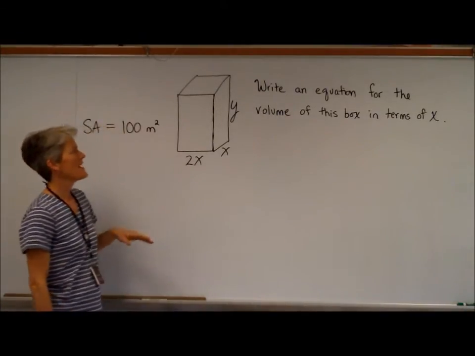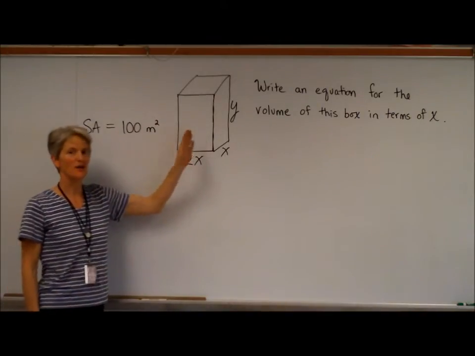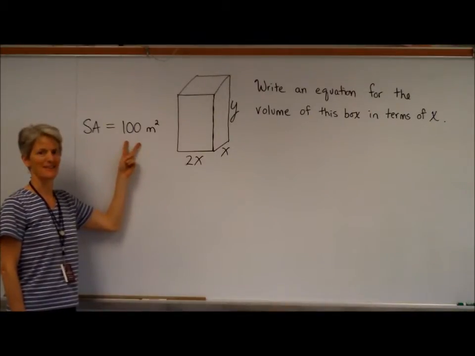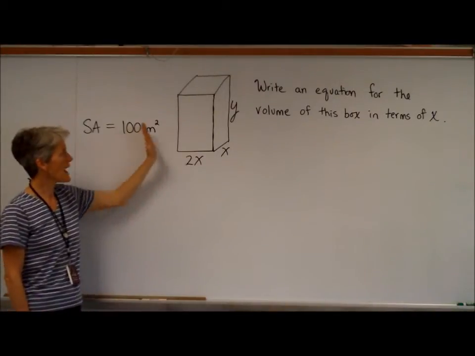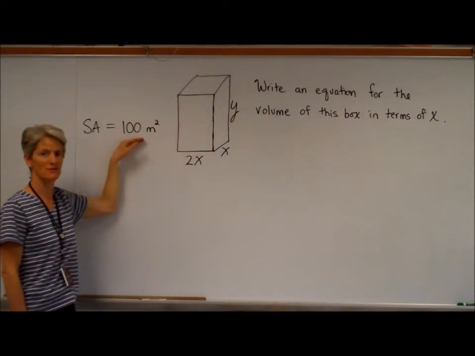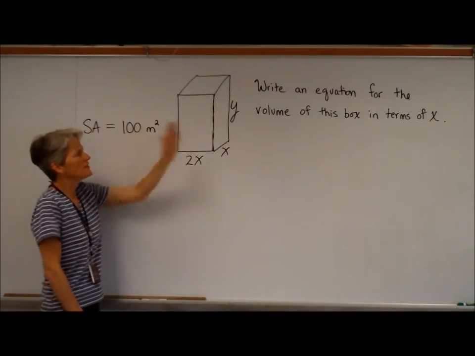Rectangular prism. Rectangular prism. But now we're going at it in a different way. Instead of knowing the volume, I'm giving you the surface area. That's a big box. Oh, that's enormous. If I'm going to be wrapping this with paper, let's say, I would need 100 square meters of wrapping paper. Start shopping now.